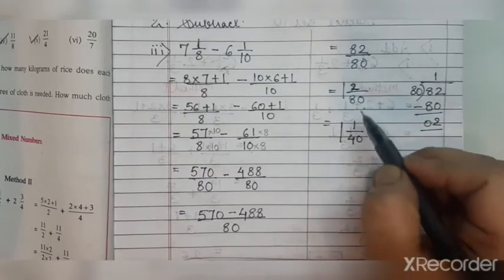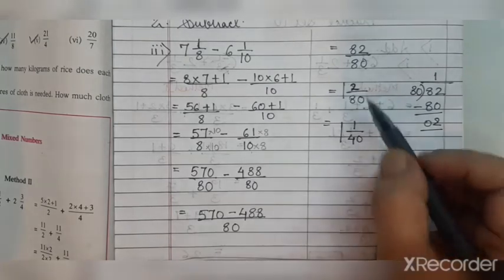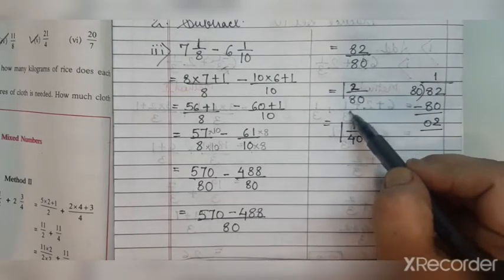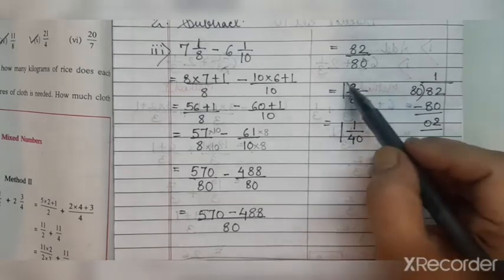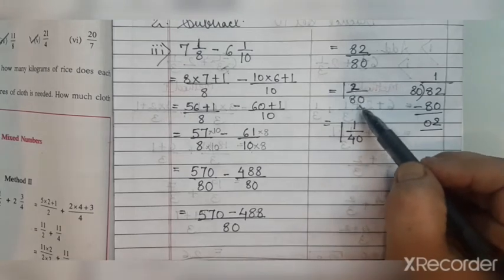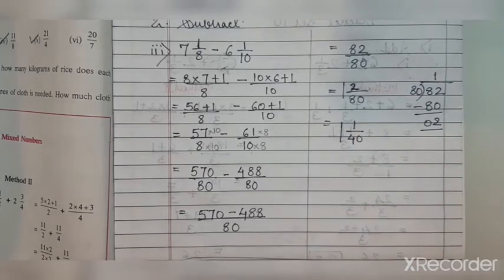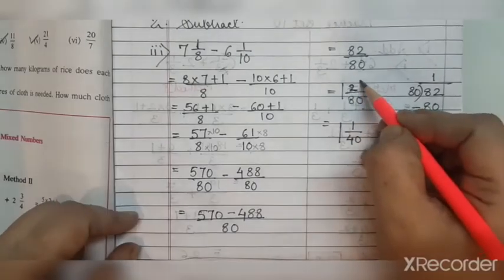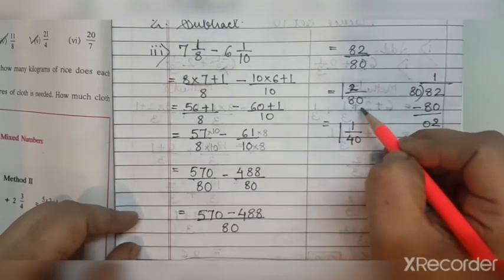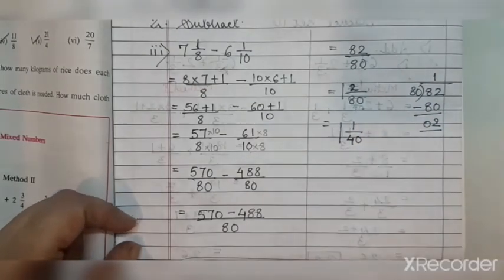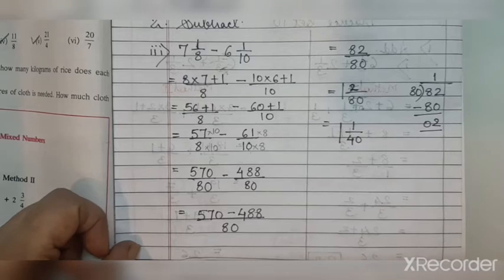1, 2 upon 80. How did I get 1 upon 40? 2 ones are 2 and 2 40s are 80. 2 ones are 2, 2 fours are 8 and 0. And I can show in pencil here. 2 ones are 2, 2 fours are 8 and 0s are. Okay. This is how you reduce it.